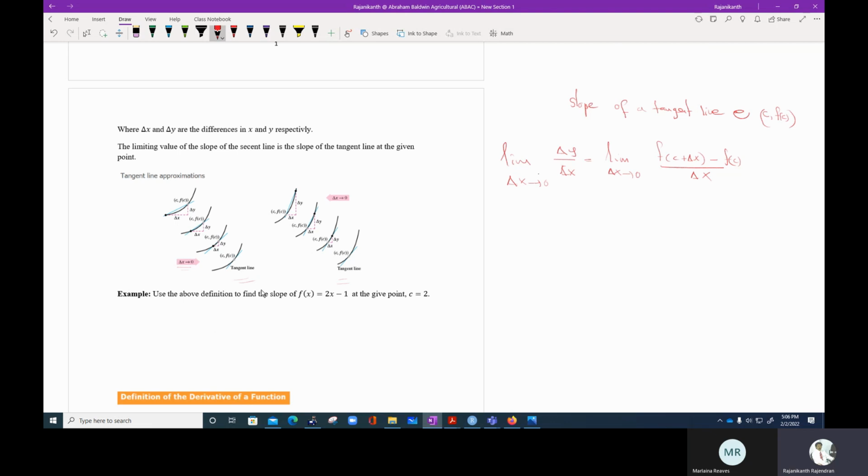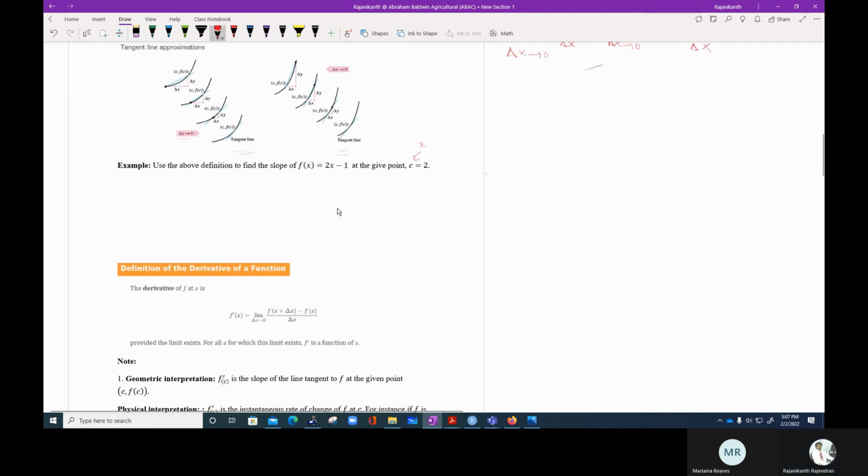Now, question: use the above definition to find the slope of the given function f(x), which is 2x minus 1, at the given point c equal to 2. This is the given point. Remember, this is nothing but the x value, the domain. So the question is finding the slope. You could use this formula, right? This is the formula we use for the slope of the tangent line. Let us call this m. I'm using this formula to find the limiting value of the secant line. You know the function now, right? So let's do that.